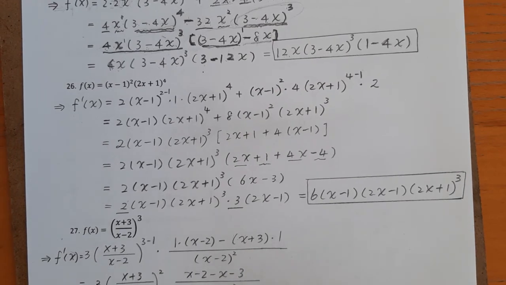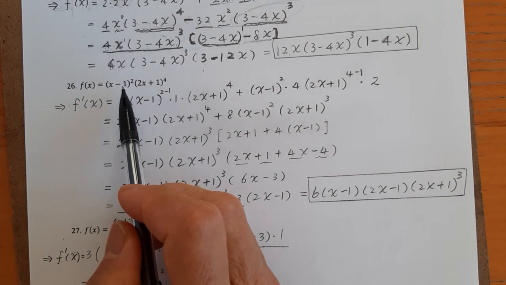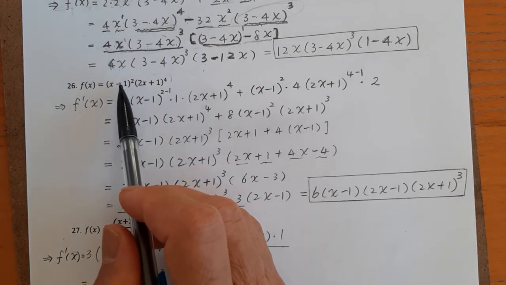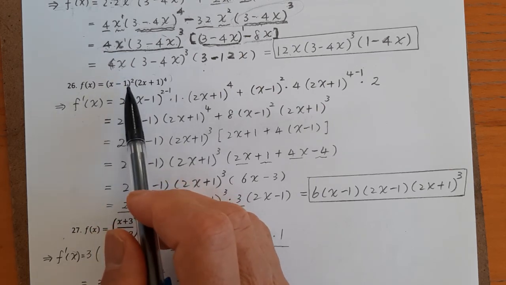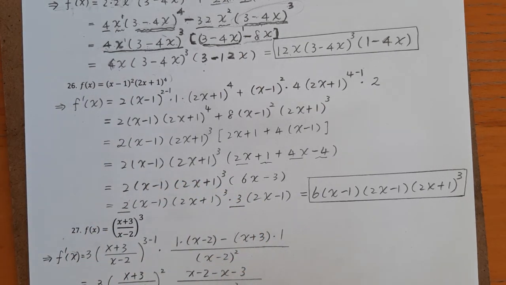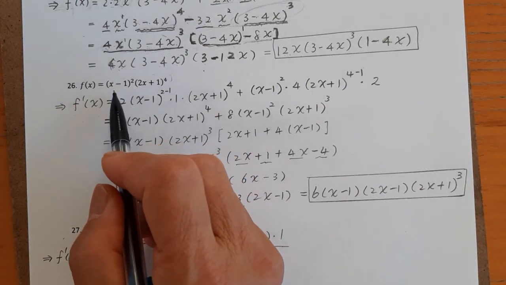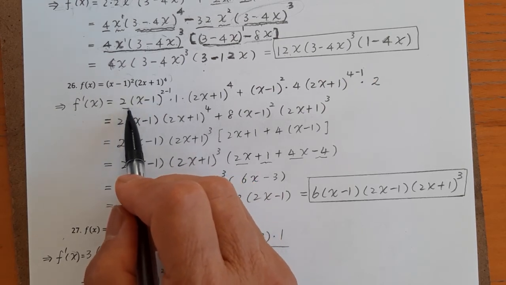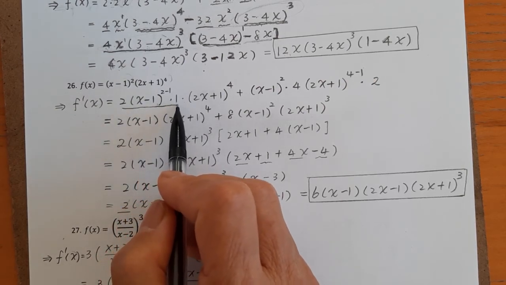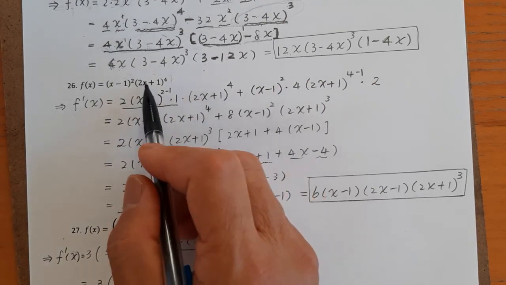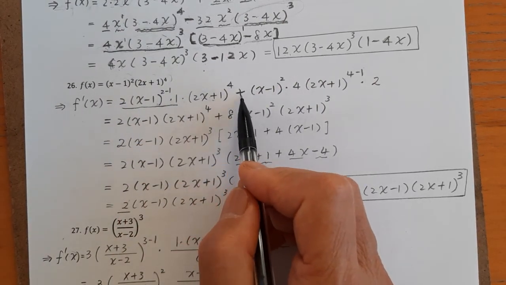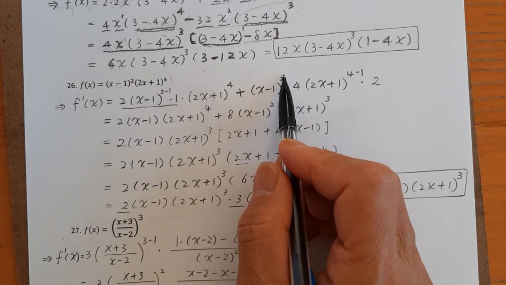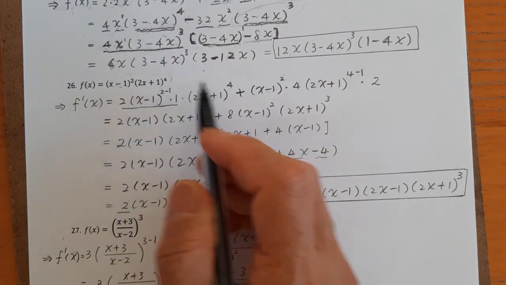Then next one is also product rule. And this first function times second function, and you will use product rule and the power rule and the chain rule. 3 rules. Product rule is the first function take derivative. Got this. Times second function do not take derivative, copy down. Plus first function do not take derivative, x minus 1 squared, times second function take derivative.